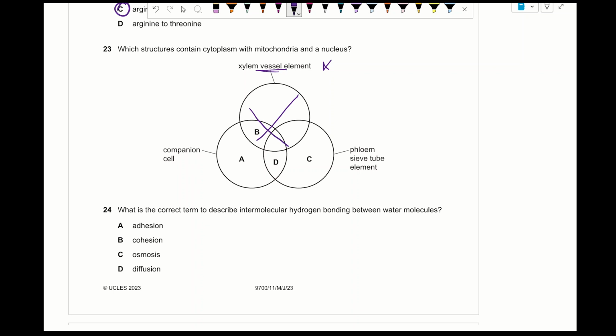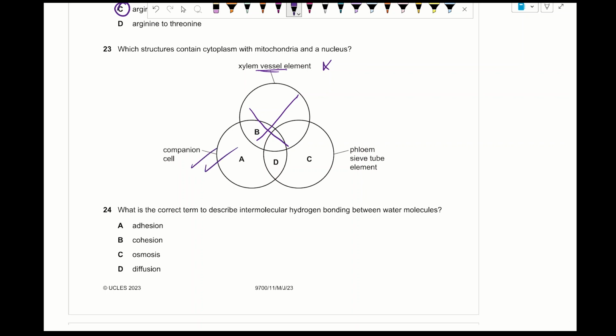Now, companion cell. Companion cells do have mitochondria, since they must generate ATP to pump hydrogen ions out to facilitate the movement of sucrose into the phloem sieve tube elements, so it does have a nucleus and mitochondria.